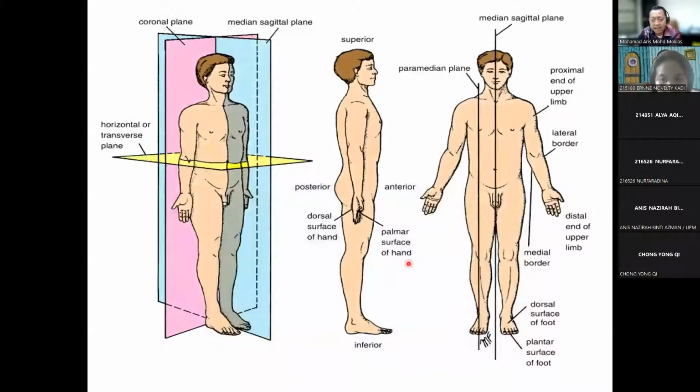So again, these are the various lines describing the different types of plane. So you have the coronal plane, median plane, and also the horizontal or transverse plane. Again, it's a median plane, and towards the right or the left is a parasagittal plane.